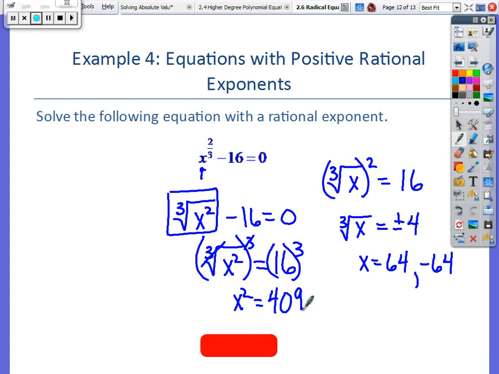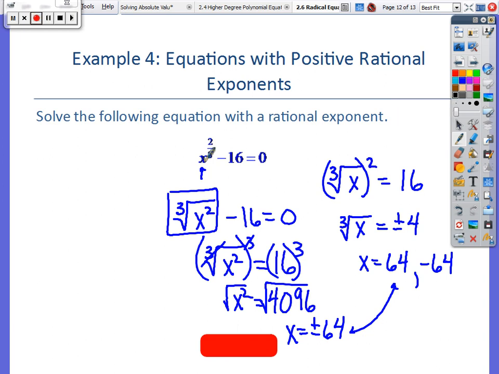You get 4096. Then you square root 4096. And what you end up getting is 64. But don't forget, you're personally responsible for that square root sign. So that means you must have the plus or minus sign in front. And look at our answers. Isn't that amazing? That's so cool. You end up getting the same thing. Positive 64, negative 64.